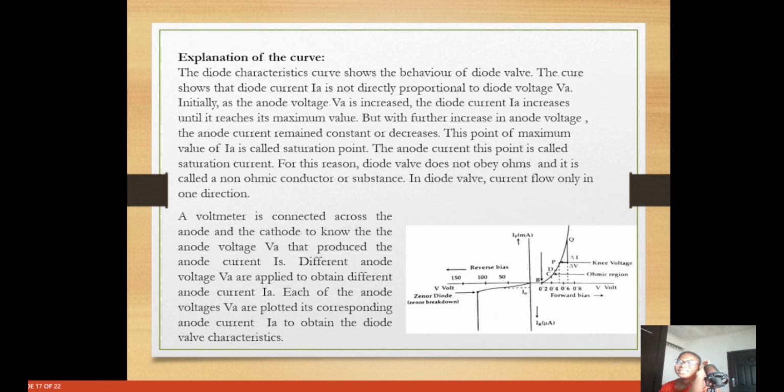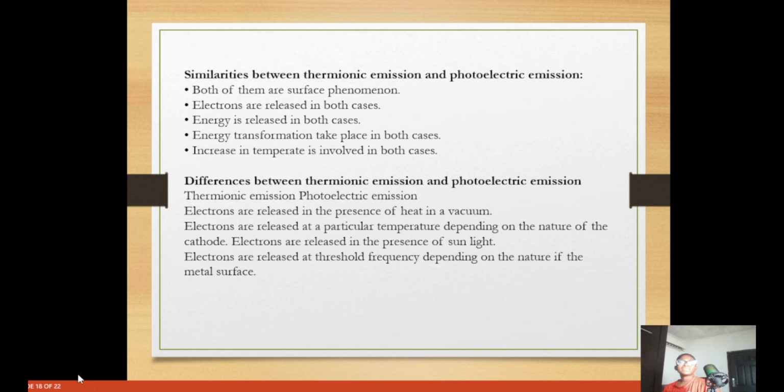For this reason, the diode valve does not obey Ohm's law, and it is called a non-ohmic conductor. In the diode valve, current flows only in one direction. A voltmeter is connected across the anode and the cathode to know the anode voltage VA that produces the anode current IA. Different anode voltages VA are applied to obtain different anode currents, and that is about the diode valve.